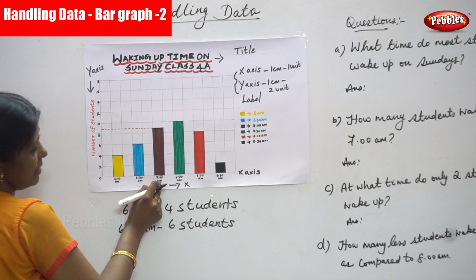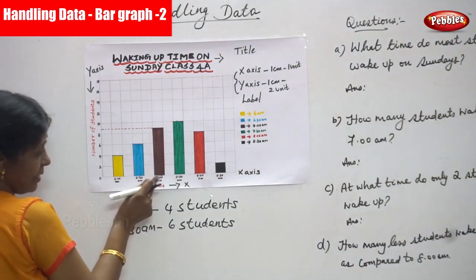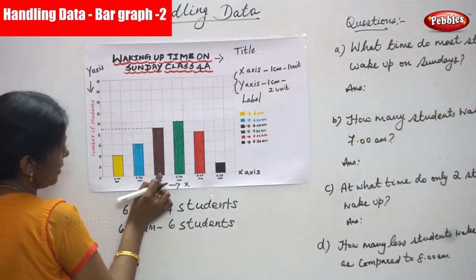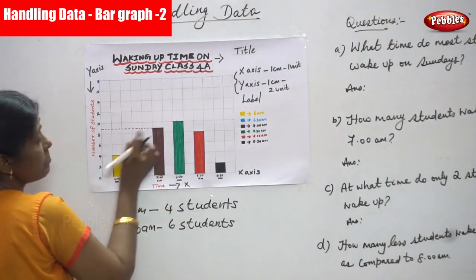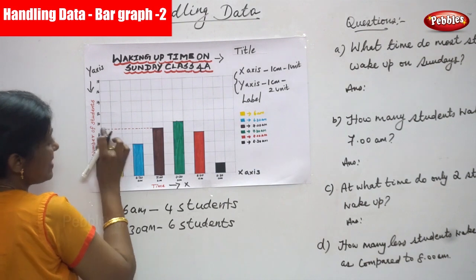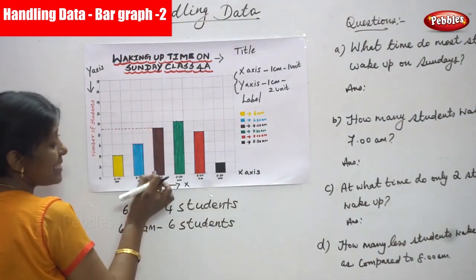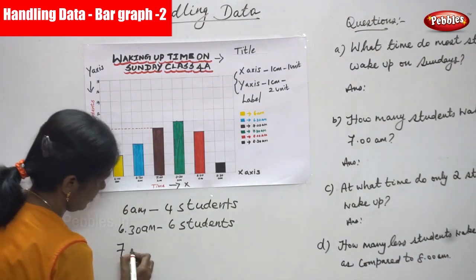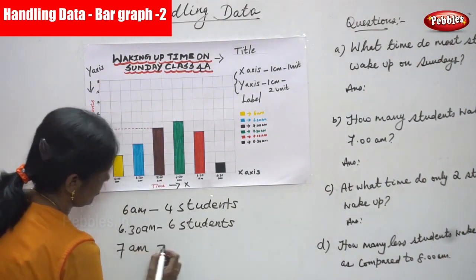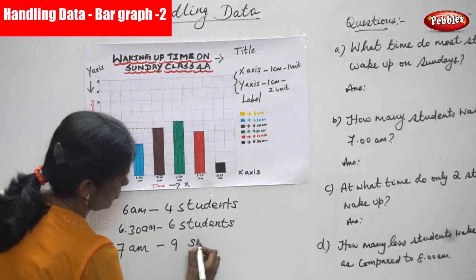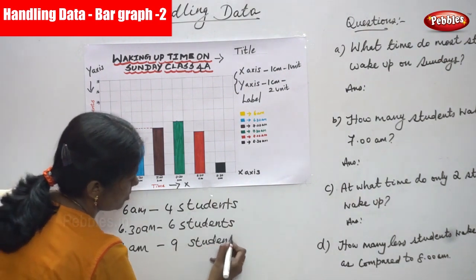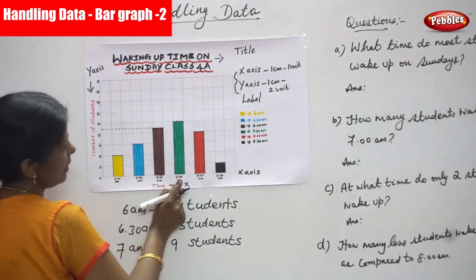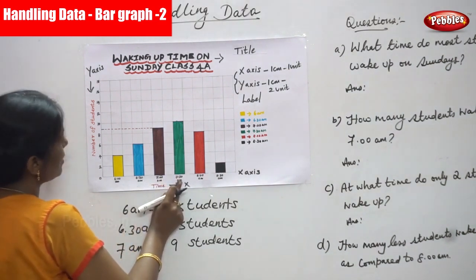Next, 7 a.m. on Sunday, how many students? This vertical bar represents brown color. It comes between 8 and 10, that means 9 students. Nine students wake up at 7 a.m. on Sunday. And 7:30 a.m., how many students wake up?